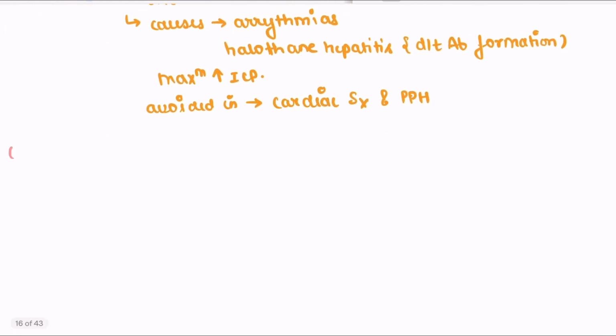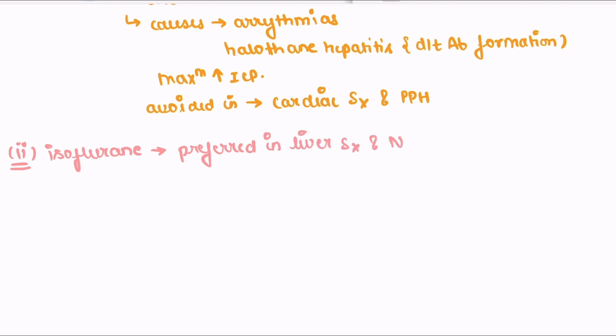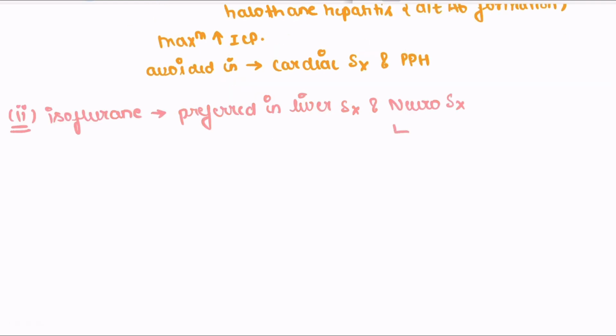The second drug we are going to see is isoflurane. Isoflurane is preferred in liver surgery and neurosurgery. According to the recent updates, this answer is changed to sevoflurane. Isoflurane causes coronary steal phenomena.